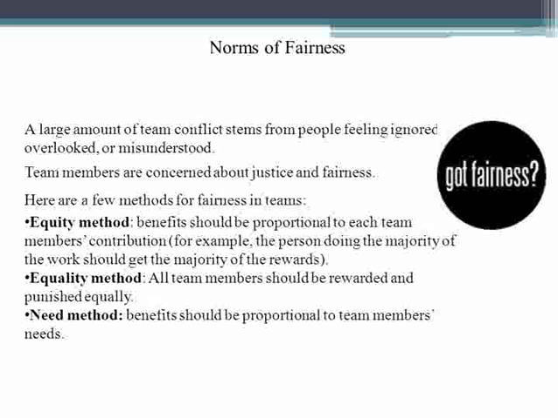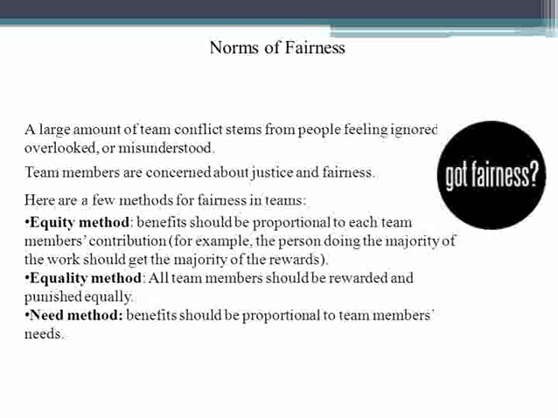Now let's talk about norms of fairness. A large amount of team conflict stems from people feeling ignored, overlooked, or misunderstood. Team members are concerned about justice and fairness. Here are a few methods for fairness in teams.